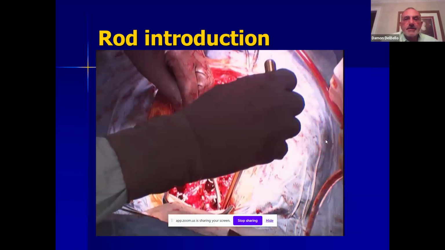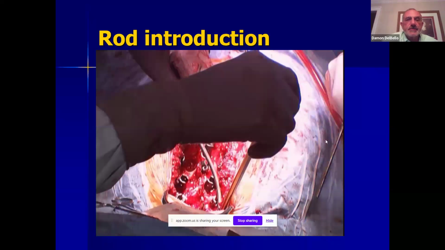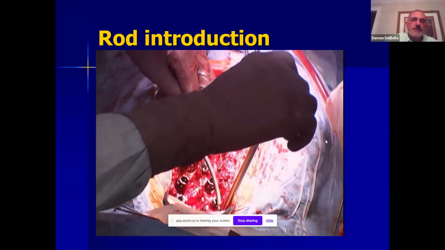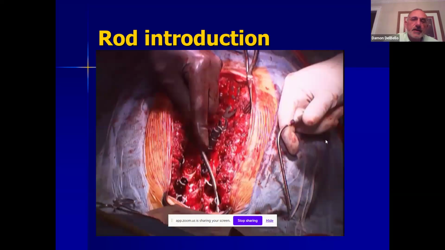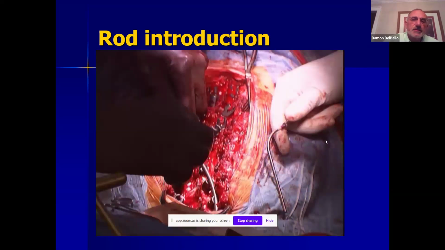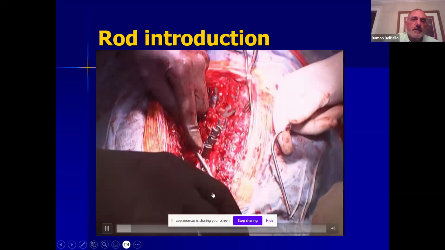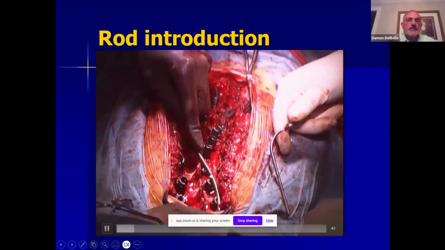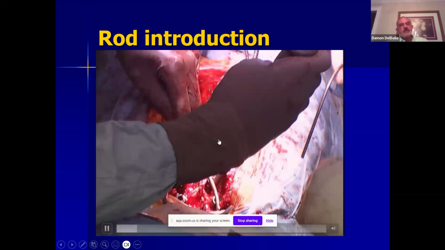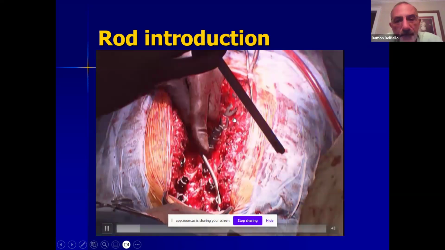A couple things here. This is that same girl, Emily. We have to do a little bit of a lever technique to reduce this lower lumbar curve, and then we're going to drop the rod in and do a rod derotation. Again, multiple techniques in every case.